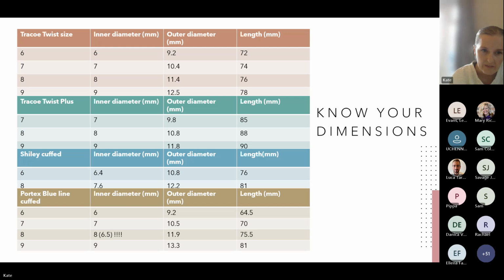You also need to make a note of the length of the tubes. As we were saying, tubes that are too short can cause an issue, and tubes that are too long can also cause an issue. And the lengths also vary depending on the type or brand of tracheostomy that you are using. So your Tracheo Twist size 8 is 76 mils. They're all roughly the same size. Your Shileys are 81, your Portex is 75.5, but your Tracheo Twist Pluses are slightly longer. And in our trust, we particularly like that they're ever so slightly longer, because we seem to be having fewer complications with them, which is a great thing, really.